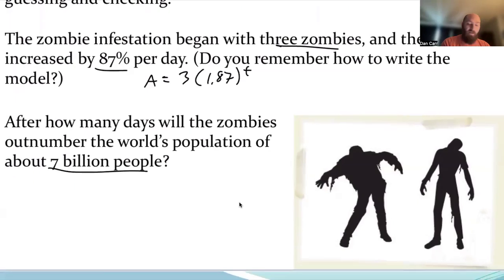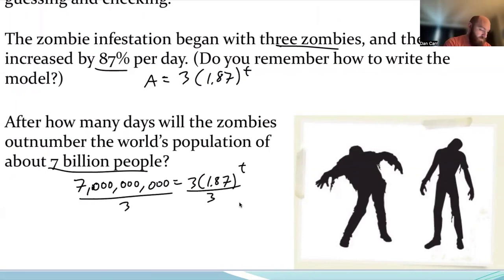Normally, like we did before, we would have put this into a table or a graph. Now we can set this up and solve it for an exact value. So 7 billion is equal to 3 times 1.87 to the t power. Now I can divide both sides by 3. When I do that, I get 2,333,333,333, and close enough, and that equals 1.87 to the t power.